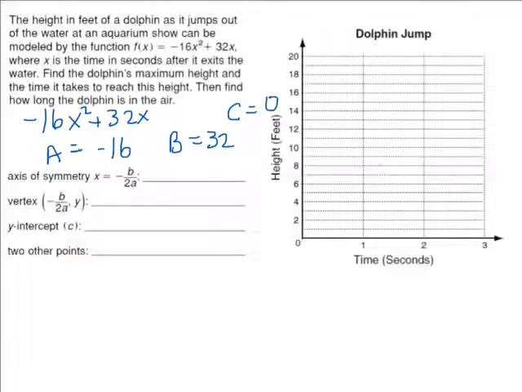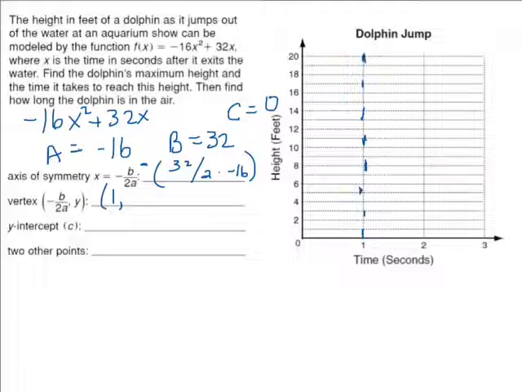We're going to go B, which is 32, divided by 2 times negative 16. Okay, 2 times negative 16 is negative 32 over 32. That's negative 1. No, that's positive 1 because there's a negative in front. So our axis of symmetry is 1. So we put an axis of symmetry, which is 1.